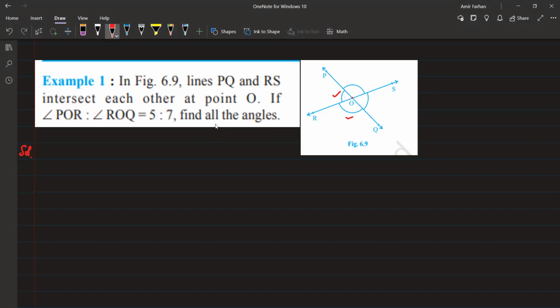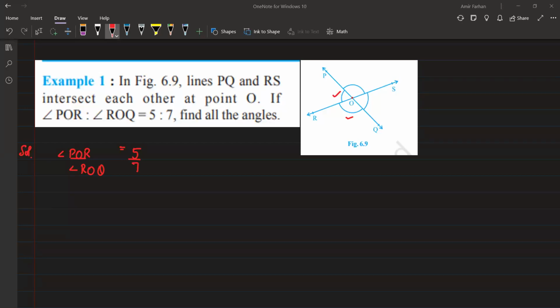Is that clear? Ratio is nothing but a fraction. POR divided by ROQ is 5:7. Ratio is written like this. We need to find all the angles: POR, ROQ, POS, and SOQ. Whenever you have a question with a ratio, first of all, do this. This is a whole line, and OR ray is standing on PQ.